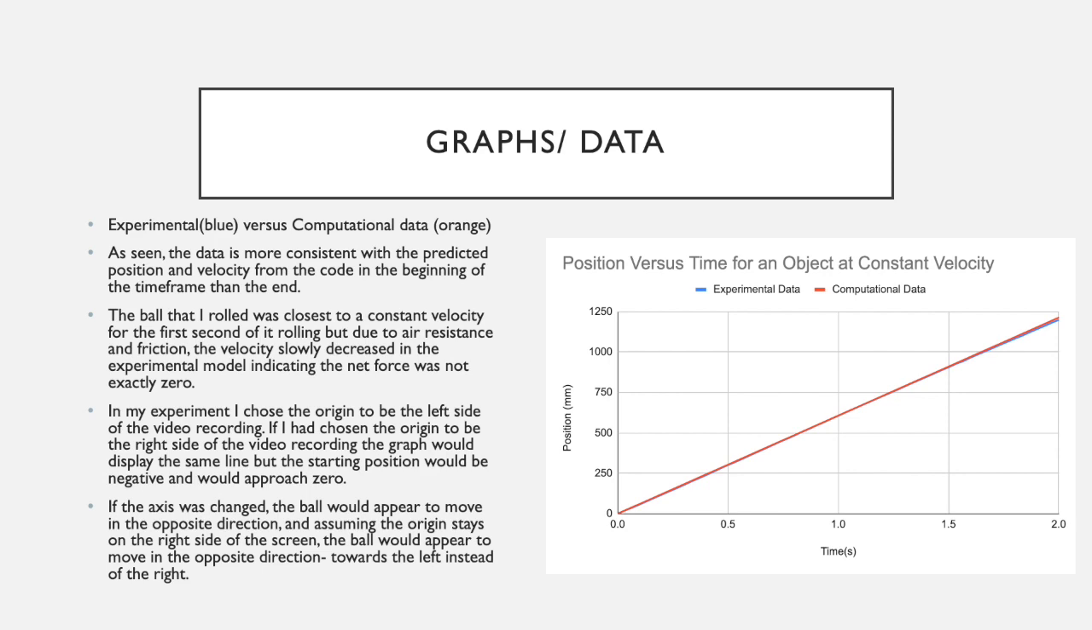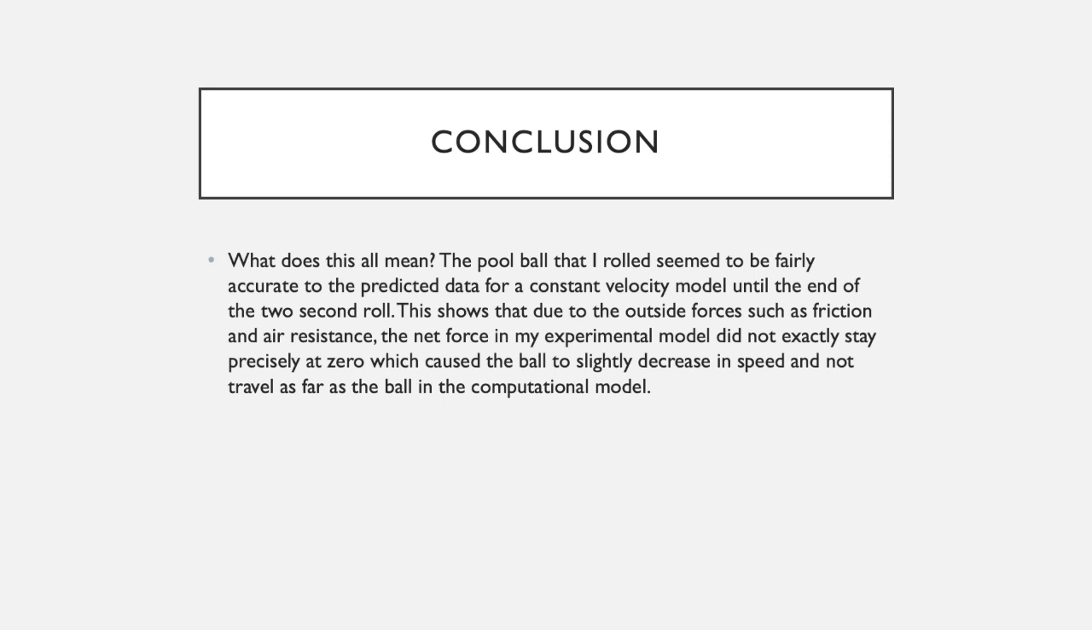However, moving the starting position of the object should not have any effect on the line, as it would have the same velocity. As seen by the differences in the computational and experimental lines on the graph, the pool ball that I rolled was closer to an object with constant velocity at the beginning of the roll than at the end of the 2-second roll.